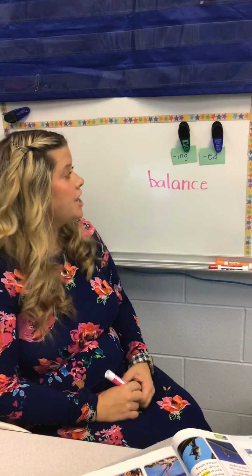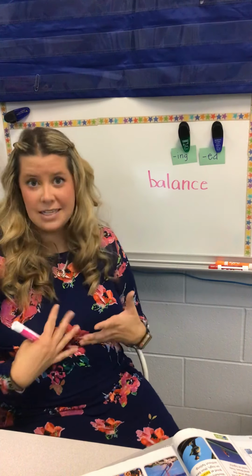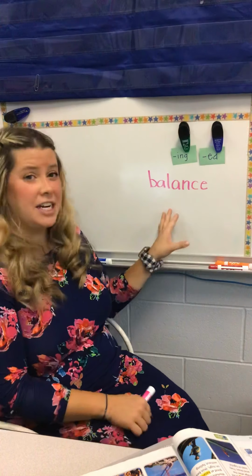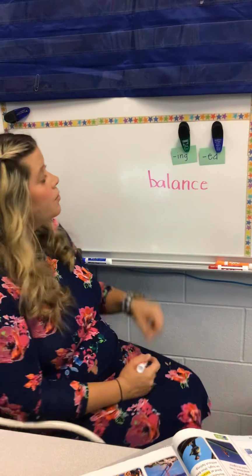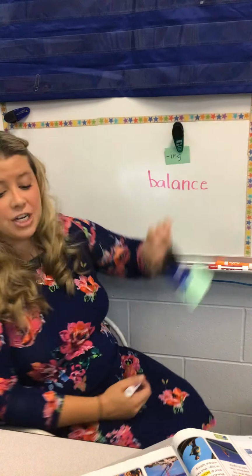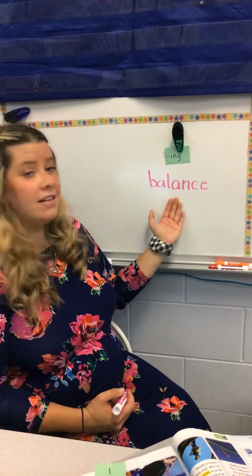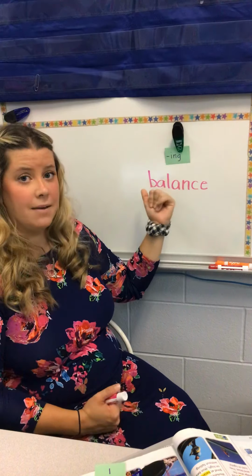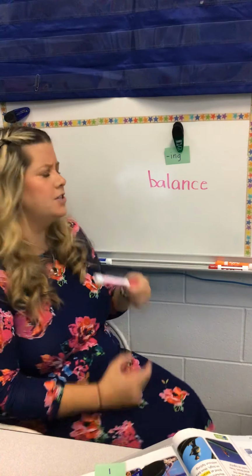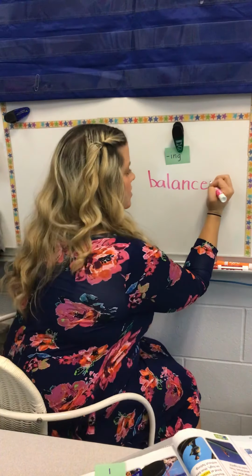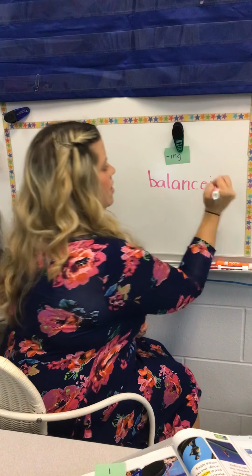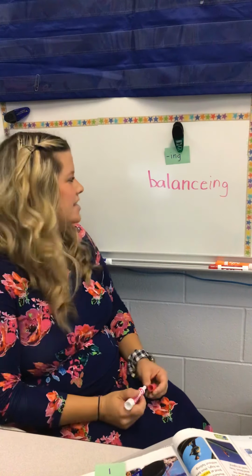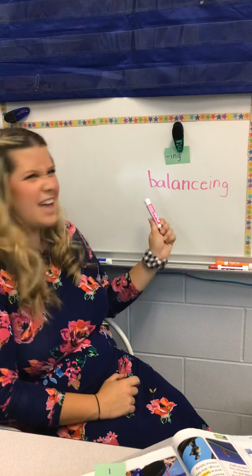But if I want to change the word so that it makes more sense in my sentence and add a word ending, I need to also change my word a little bit. So if I'm talking about ing, and instead of saying balance, I want to say balancing, I have to think about how I'm going to do that, because I can't just add that ing onto the end. If you watched the video in the slideshow, they talked a lot about this. So what do I do?